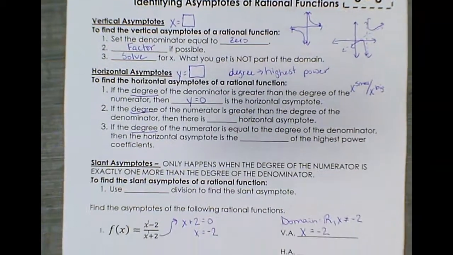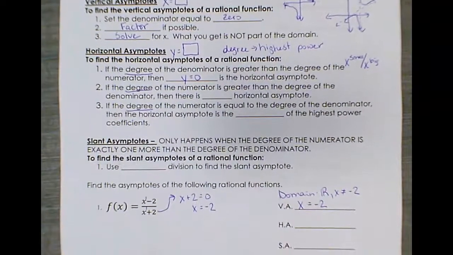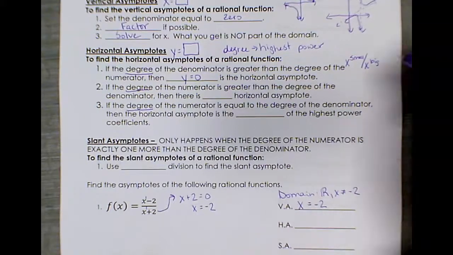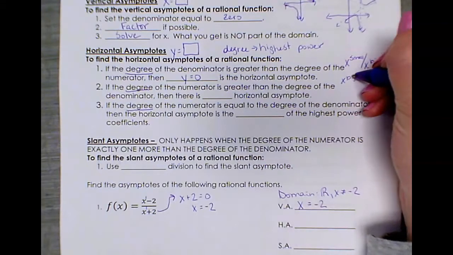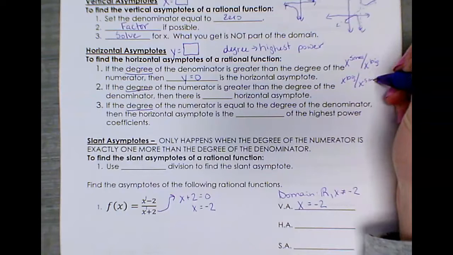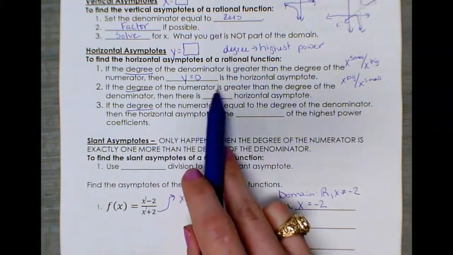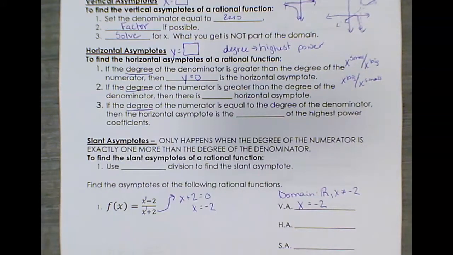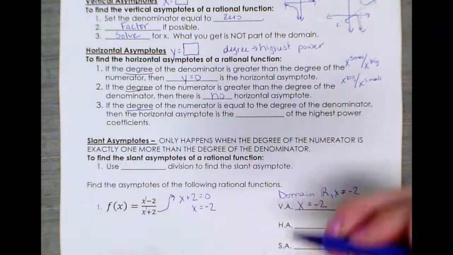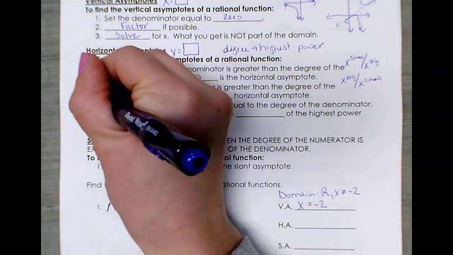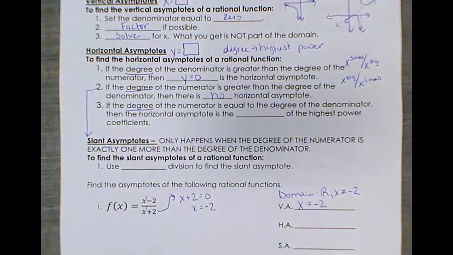So that might help you make the connection. Now, if the degree of the numerator is greater, so we have x to a big power over x to a small power, the degree of the numerator is greater than the degree of the denominator, then there is no horizontal asymptote at all. This is a situation where you want to check for a slant asymptote.